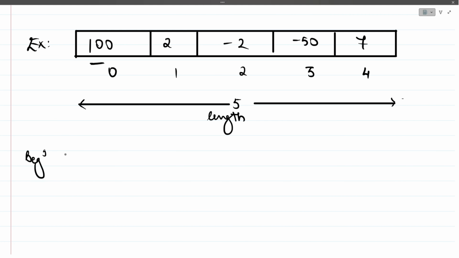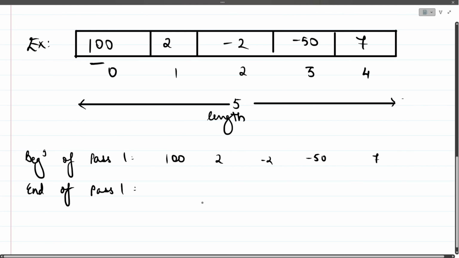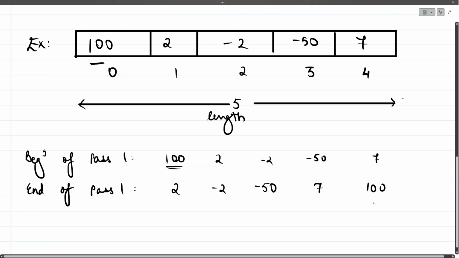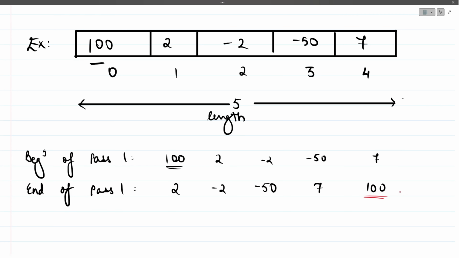The beginning of pass 1 would look in the same order as the array: 100, 2, -2, -50, and 7. But by the end of pass 1, my array would be pushing this value towards the end. So over here comes 2, -2, -50, 7, and 100. So far, 100 is sorted. Now, the end of pass 1 is also the beginning of my pass 2.